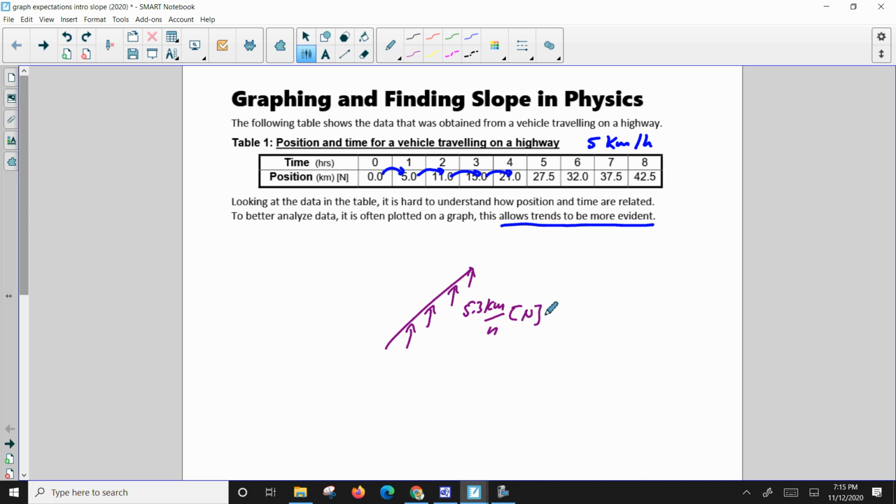So that's it. What I'd like you to do is graph this data, make your own scale, make your own line of best fit, determine your own slope, and then compare to what I have here. All right, that's it.